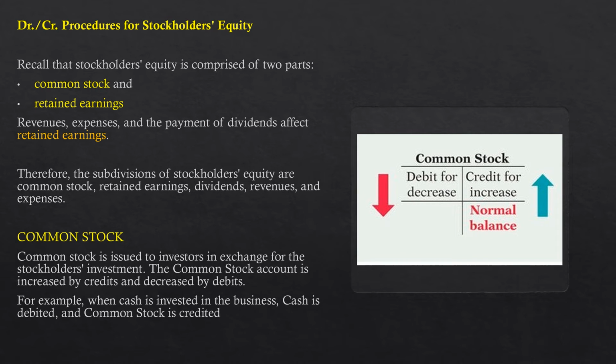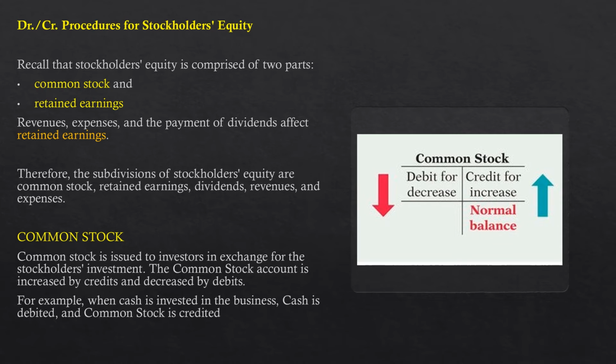All right, so the DR/CR procedure for stockholders' equity. Recall that stockholders' equity is comprised of two parts, right? Common stock and retained earnings. Revenues, expenses, and payments of dividends affect retained earnings. Therefore the subdivisions of stockholders' equity are common stock, retained earnings, dividends, revenues, and expenses.